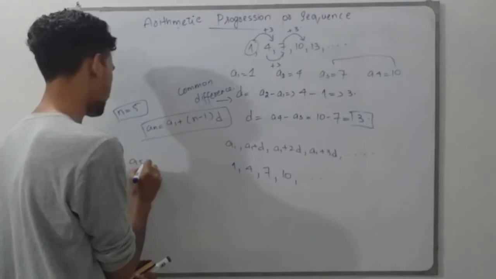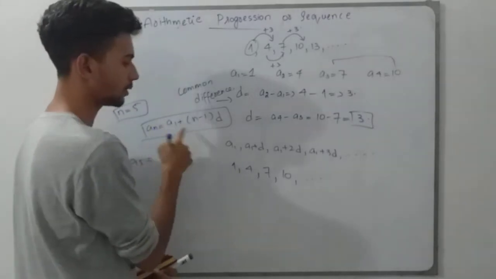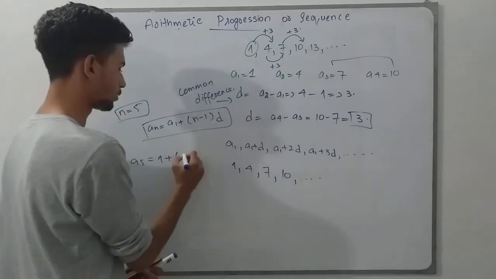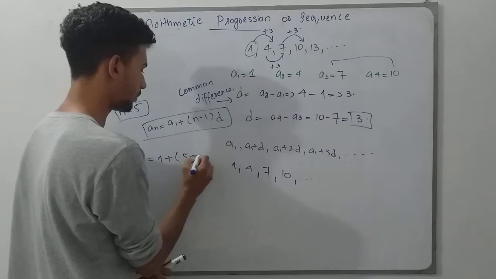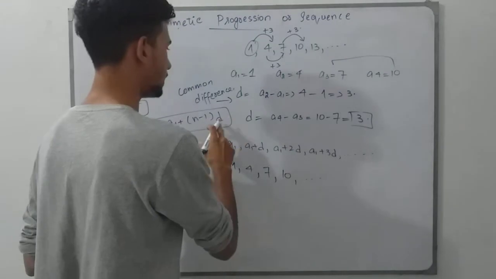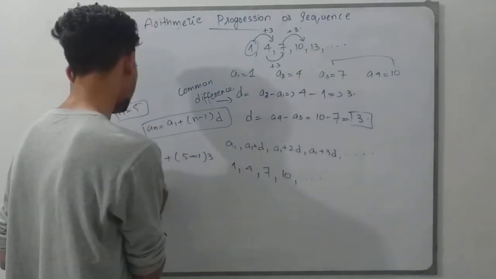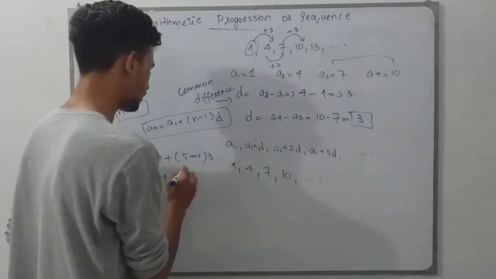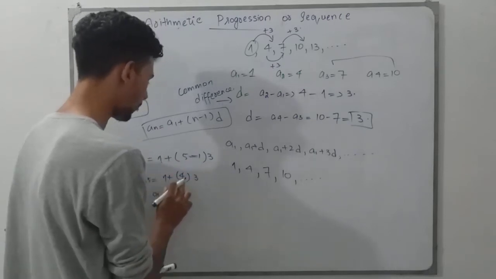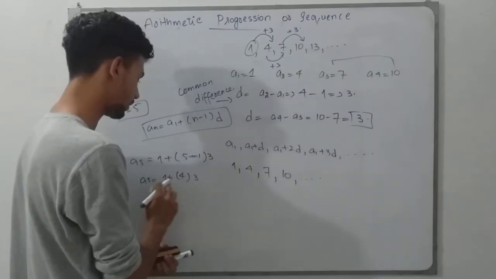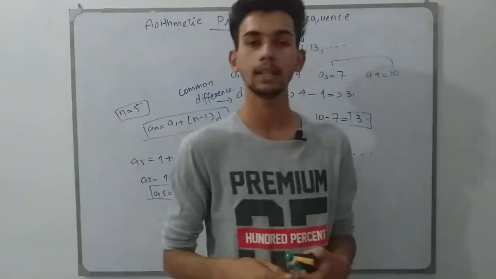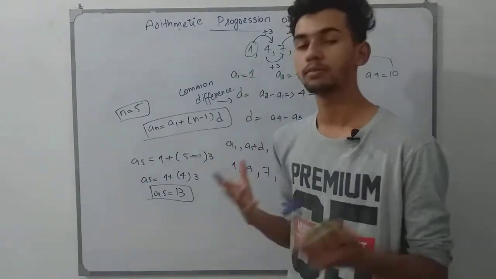So a5 is equal to, what is a1? a1 is 1. 1 plus, what is n? n is 5. So 5 minus 1. And what is d? I just need to plug in the values. And d is 3. So a5 is equal to 1 plus (5 minus 1) is equal to 4, multiplied by 3. a5 is equal to 4 multiplied by 3 is equal to 12. 12 plus 1 is 13. So I can use this formula to find any of the terms in the sequence.